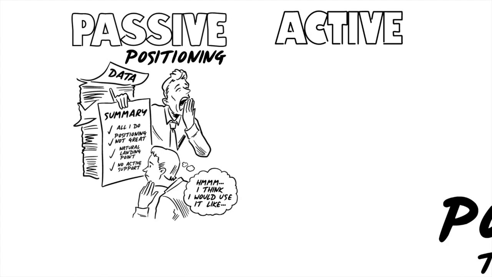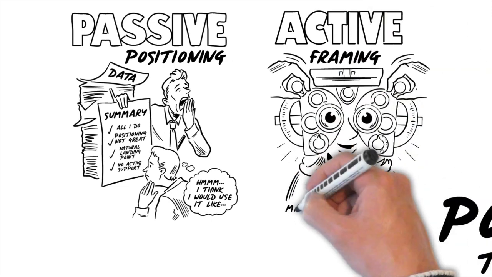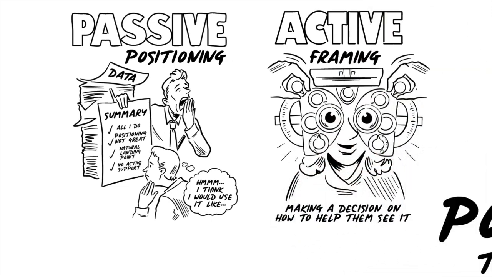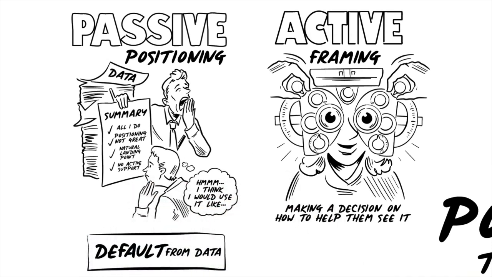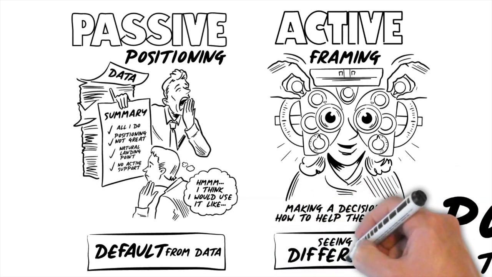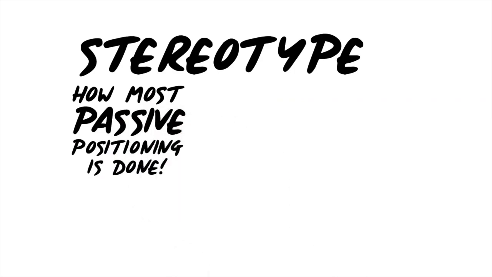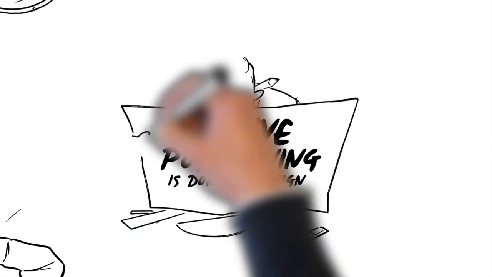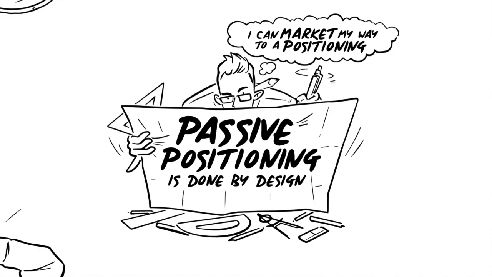And think about that other word, active. Actively framing people's expectation of your drug means making a decision about how to help them see it. It's not the same as the passive positioning. The passive positioning is what you get as a default if you just take the data that you have. Active means helping them see it differently, framing it differently, giving them a different stereotype, a different way of seeing it. Stereotype tends to apply to the way that most passive positioning is done. And passive positioning is done not by accident, but by design. And it's done by design because of the way that most people think that you can market research your way to a positioning. So I want you to think about this the way that I think about this.